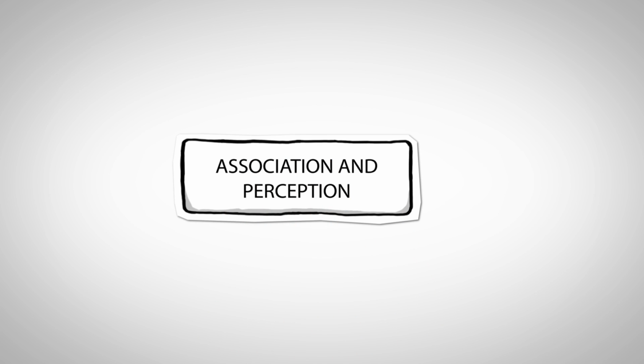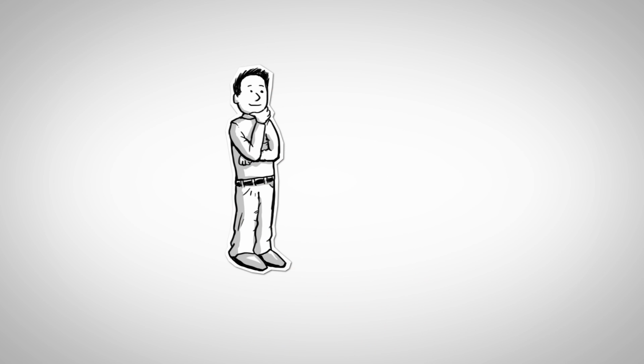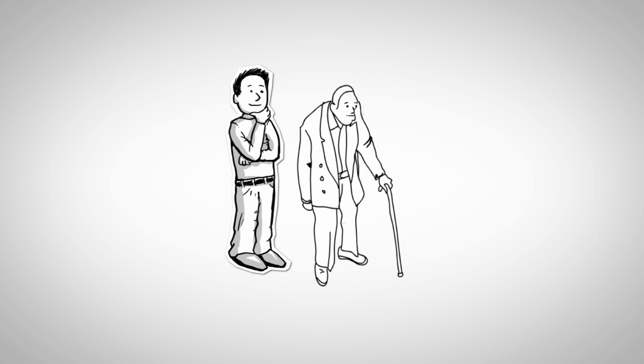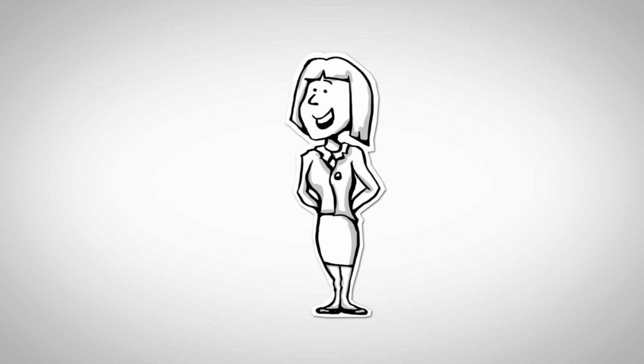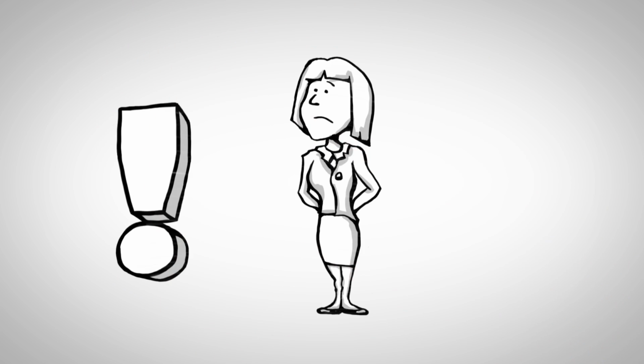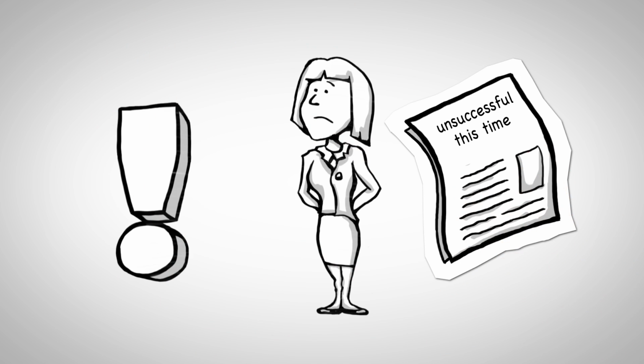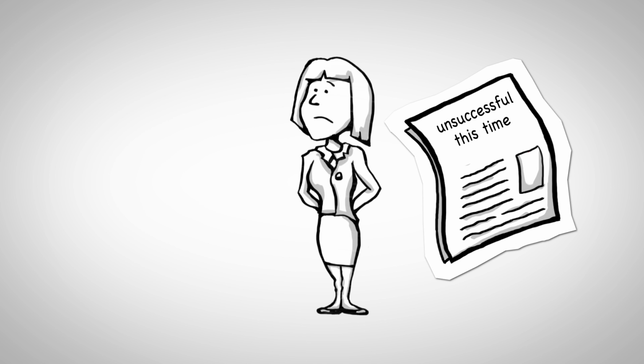Association and perception. It is unlawful to discriminate against someone because of their association with another person. For example, treating a carer less favourably because they care for an elderly relative. It is also unlawful to discriminate through perceiving someone to have a protected characteristic. For example, you reject a teacher for promotion because it was wrongly perceived she was gay.